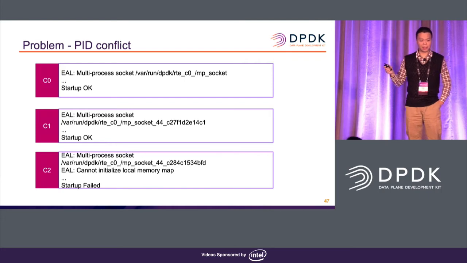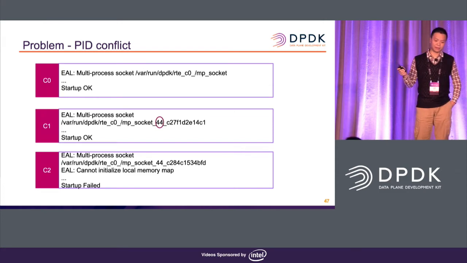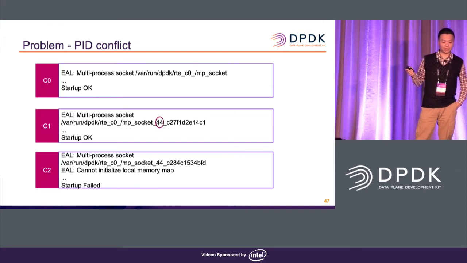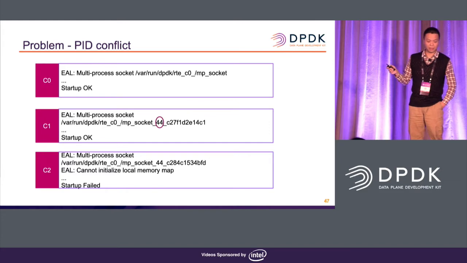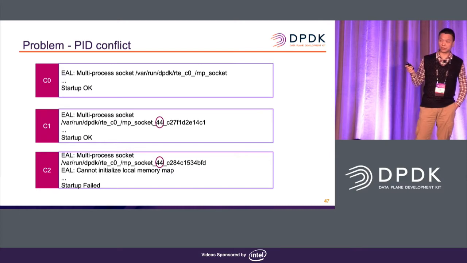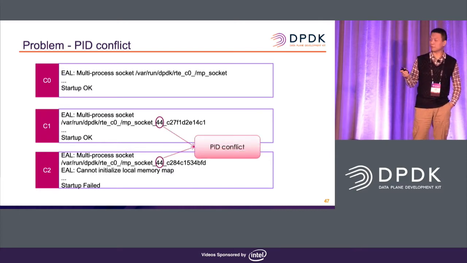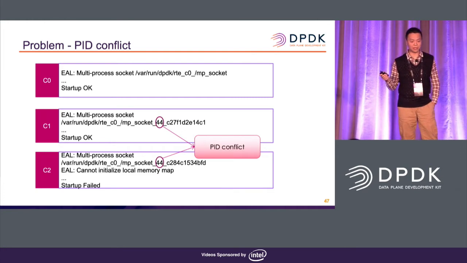The third part of the MP socket file is the process ID. It's 44 in C1. And we can see in C2, the process ID is 44 too. They are the same. It's a PID conflict. How does this happen?